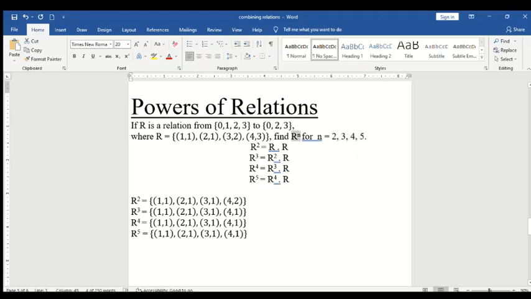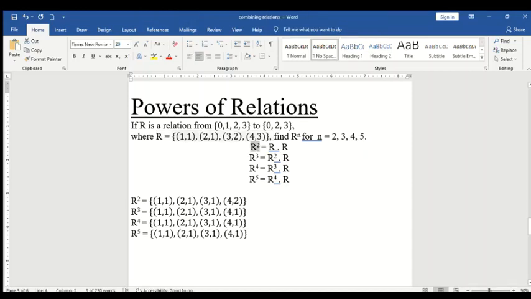So for R^n, we simply substitute the values of n: 2, 3, 4, and 5. Therefore, R^n will become R^2 for the first value, then R^3, until R^5. First we have R^2. R^2 is just equal to R∘R, the composition of R with itself, which is the power of a relation. So we have the values of R, and we can now compute R^2.